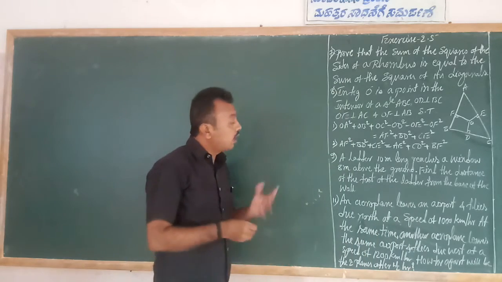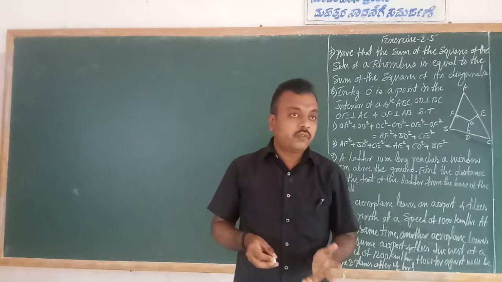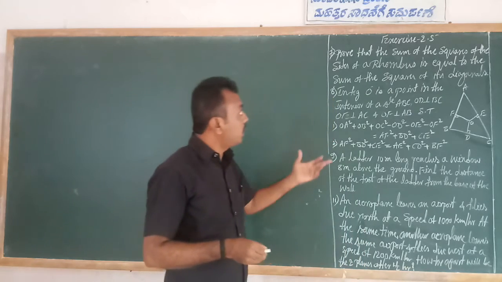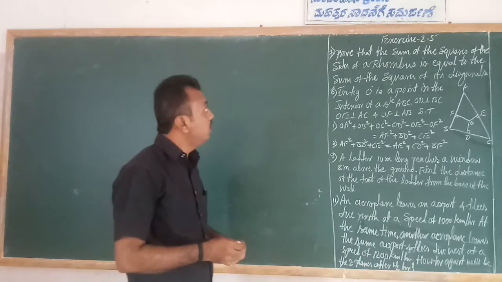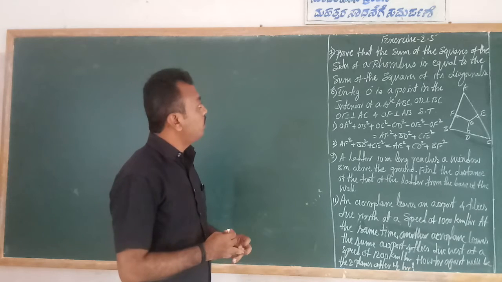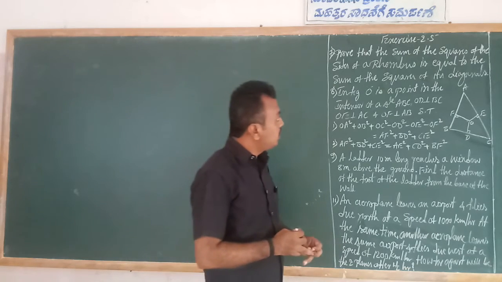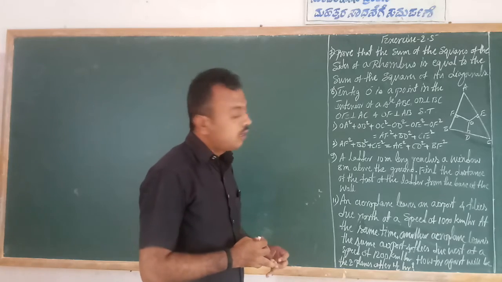Dear students, in the last classes we were discussing exercise 2.5. So today we are going to continue with exercise 2.5. The next question: prove that the sum of the squares of the sides of a rhombus is equal to the sum of the squares of the diagonals.